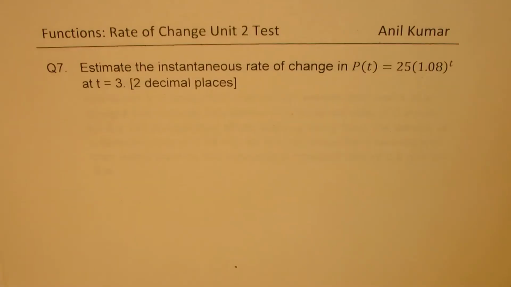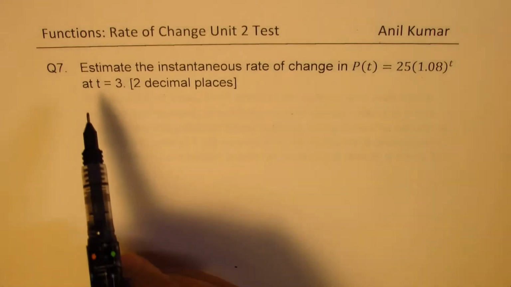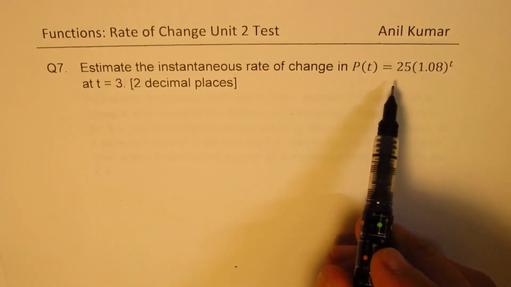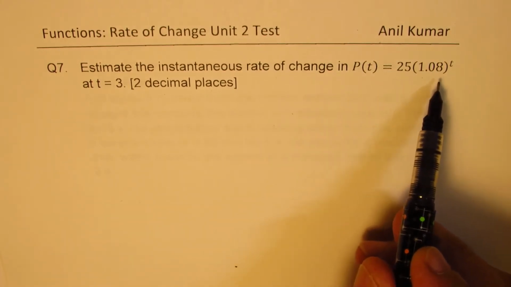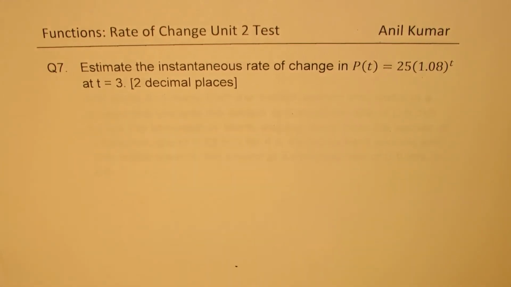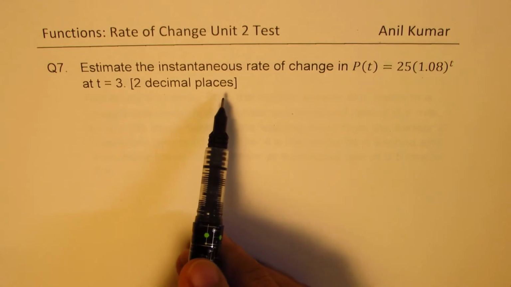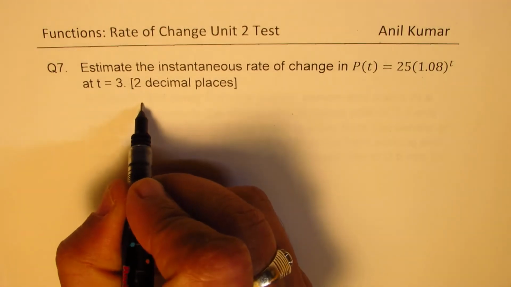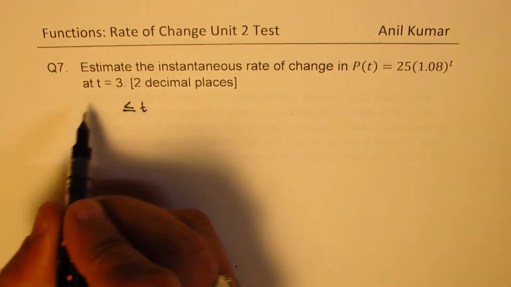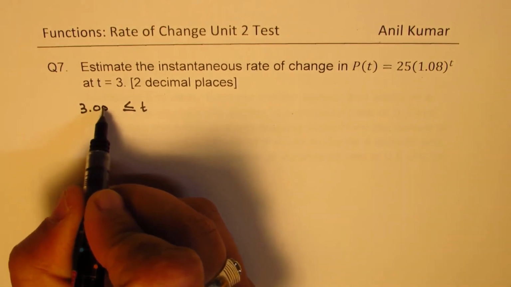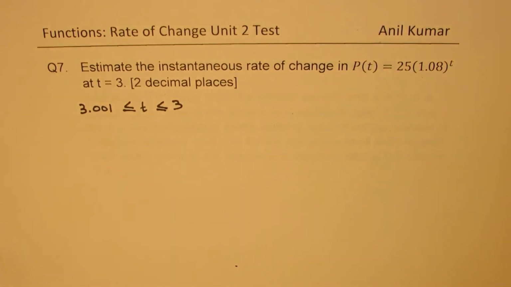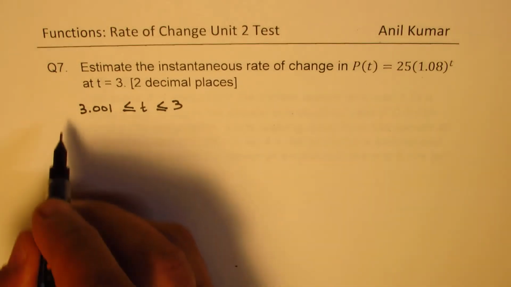Perfect. Question number 7. Estimate the instantaneous rate of change in P of t equals 25 times 1.08 to the power of t at t equals 3 to 2 decimal places. So when it is 2 decimal places, then we are going to take time t from 3.001 to 3, right? So that will give us 2 decimal places. So let's find the instantaneous rate of change.